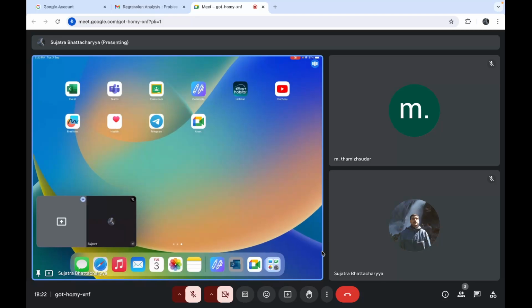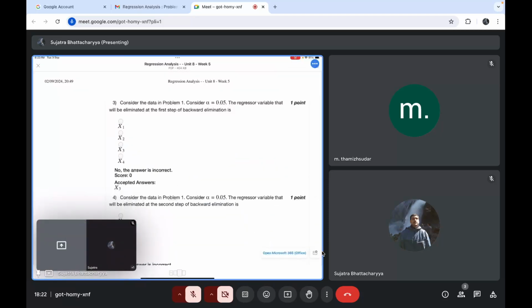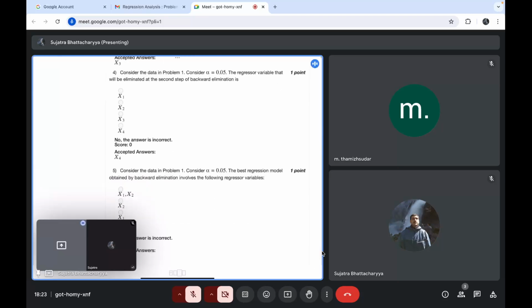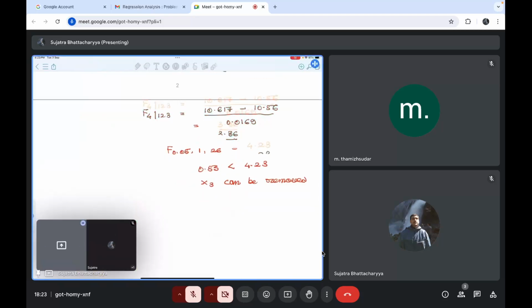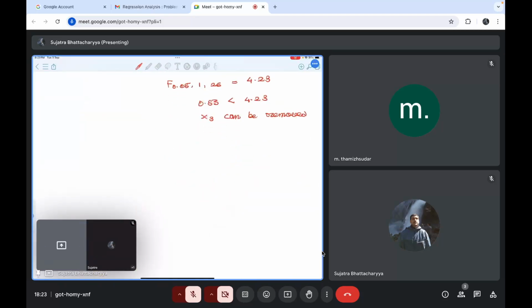So coming back to the question: which regressor variable will you eliminate? X3 is the accepted answer, so x3 has to be removed. Let's go to the next question, which asks about the second step. Which variable will you be removing at the second step? Let's continue the process. Question 4.